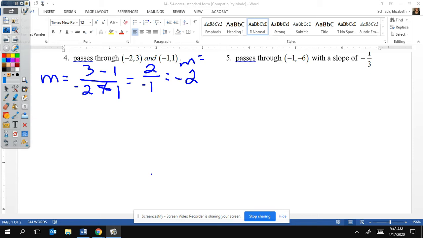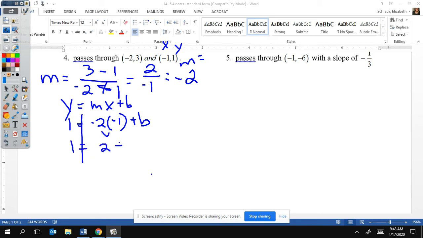Once I find that, I can pick one of the points up at the top. I'm going to pick (-1, 1) as our x and y values to plug into slope-intercept form. So remember, that's y equals mx plus b. So 1 equals -2 times -1 plus b. -2 times -1 is +2. Move the 2 by subtracting 2 from both sides, and b equals -1.